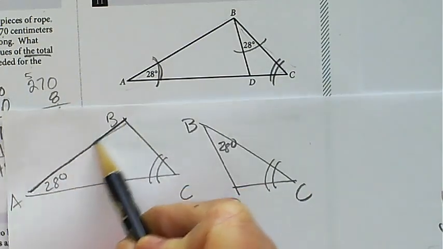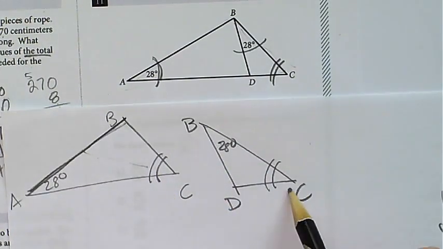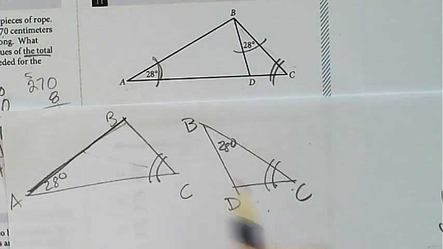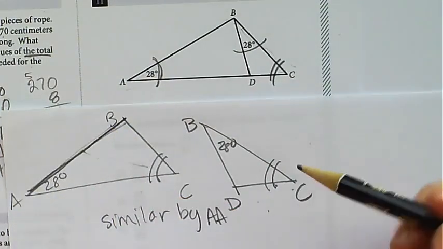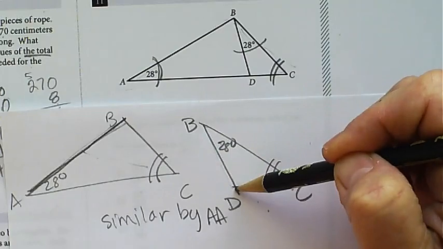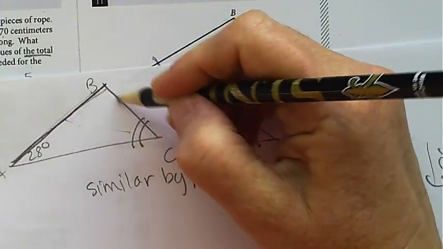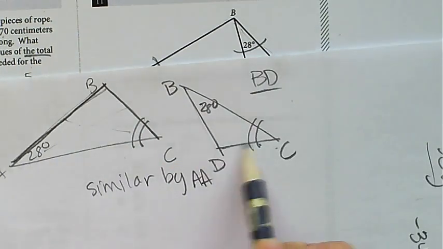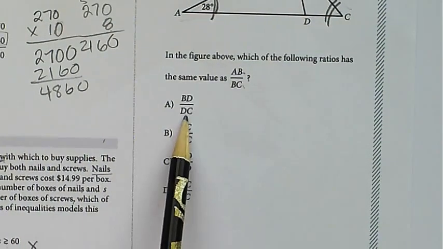Okay, AB is across from the angle that has the arcs on it, that I know is equal to the shared angle, this one right here. So I'm going to look in this triangle. These two triangles are similar. They're similar by AA. They have two angles that are equal. So AB is going to correspond to BD. So BD is going to be my numerator, and then BC is across from the 28-degree angle. So that is going to correspond to DC. So BD over DC would be choice A.